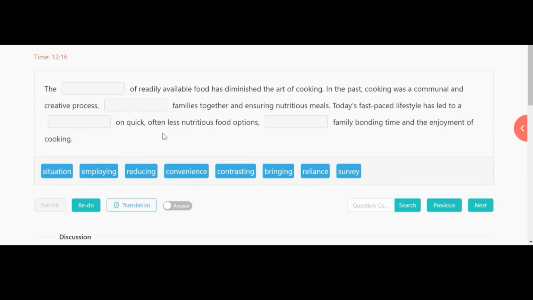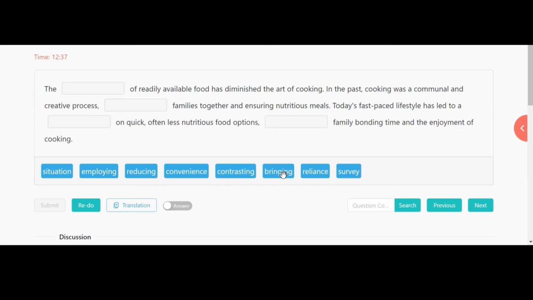No, cooking can't be employing families together. Reducing families together? No, we can see here they said it's a communal. So if something is communal, it's not scattering, it's like gathering, something like that. So it can be reducing, it can be convenience families together, it won't make sense there. It can be contrasting, we have the word bringing, reliance, and survey.